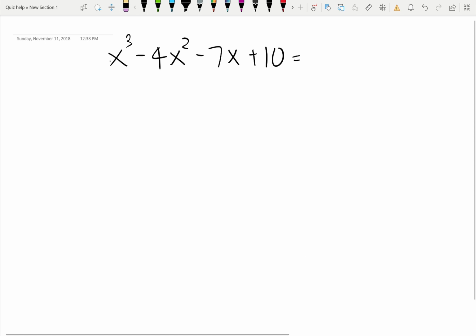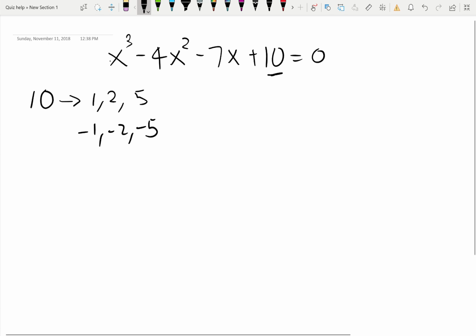How can you find one root? Here's the trick. Look at the constant term of your cubic polynomial, which is 10 here. Now think about all the factors of 10. What are the numbers that you can divide 10 by? 1, 2, 5, and 10. That's all, right? Yes. Now take the negative version of these numbers: -1, -2, -5, -10.